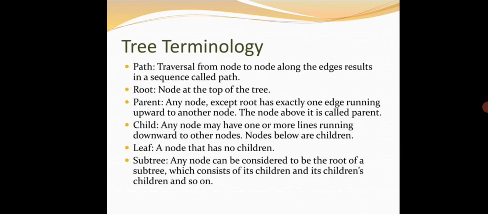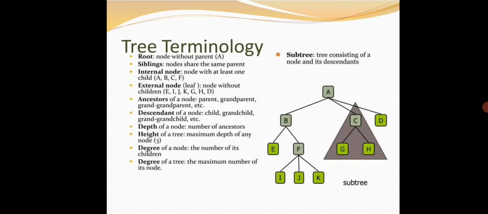Example tree. Here is an example: Semi's home page on his laptop or desktop, with teaching, research activities, and paper presentations. Tree terminology: path, traversal from node to node along edges, results in a sequence called a path. Root, node at the top of the tree. Parent, any node except root has exactly one edge running upward to another node; the node above it is called parent. Child, any node may have one or more lines running downward to other nodes. Nodes below are children. Leaf, a node that has no children.